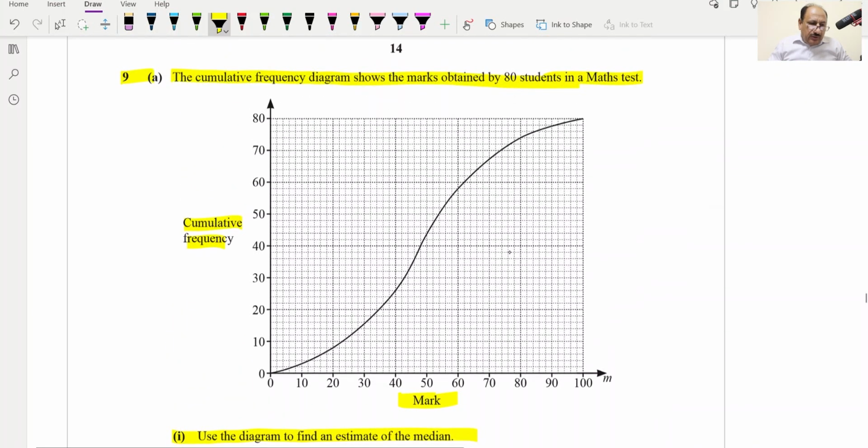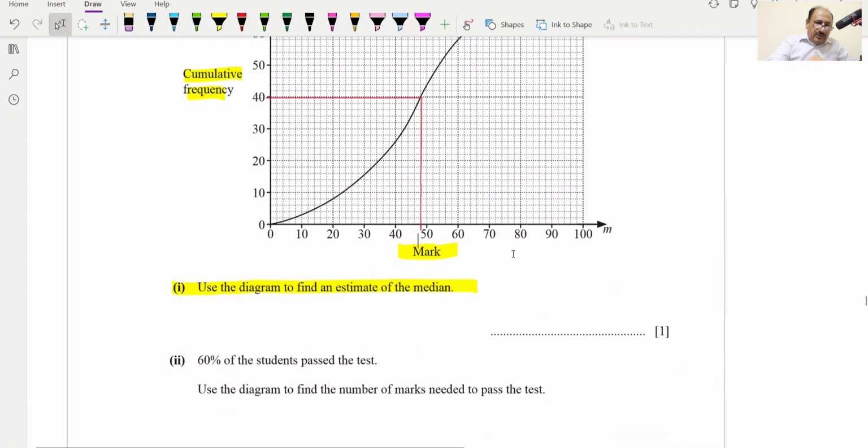The median, you know, is the middle value. So the middle of 80 will be 40. We can check the value for 40 and take a reference for that, and this reference goes up to 48. So the answer we can provide over here is 48, a 1 mark question.